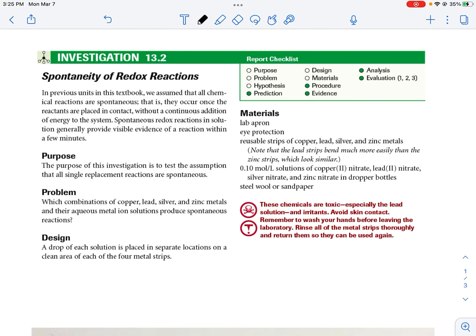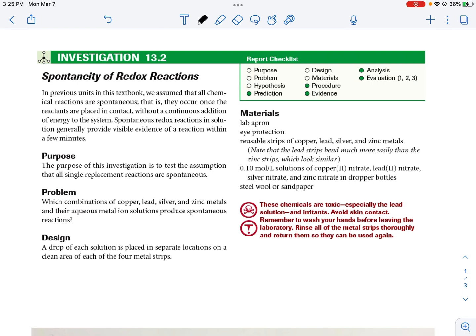In this video, we're going to take a look at the Redox Spontaneity Lab and make sense out of all of the results. If you haven't watched the video yet that has the Spontaneity of Redox Reactions Lab, investigation 13.2, I strongly encourage you to watch that before you do this, because it shows the process of adding different solutions to solid and then collects the data.